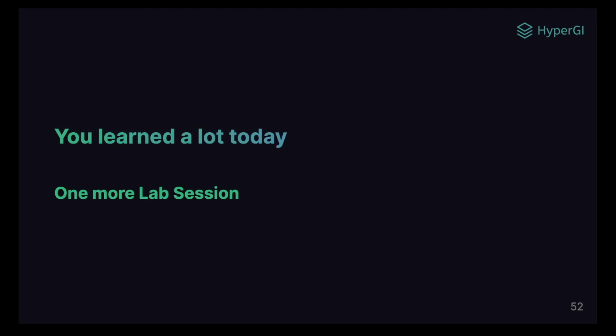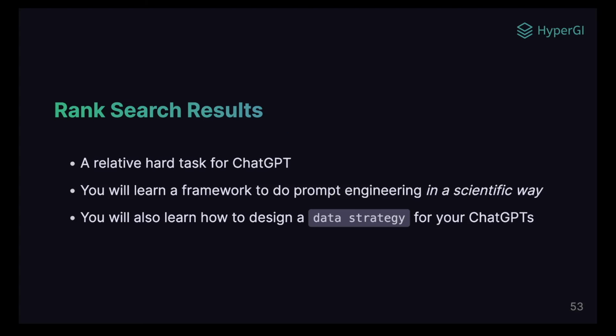Okay, you have heard a lot today. You learned a lot. But hang on, okay? I know the video is long and the information is very intense. But let's do a final experiment with ChatGPT. This time, we will build an agent that can help us rank search results. You will learn a framework to do prompt engineering in a scientific way. This kind of task is relatively hard for ChatGPT, but with this example, you will learn how to think and how to design a prompt.